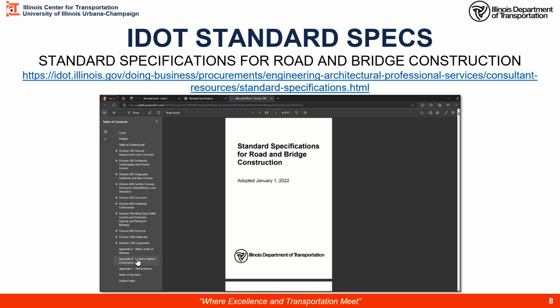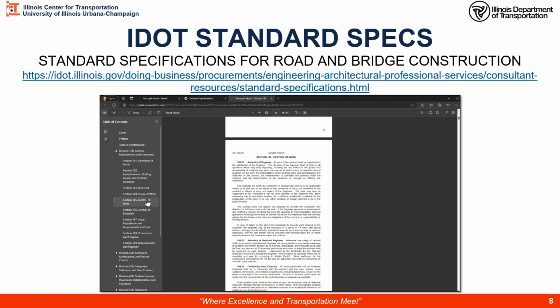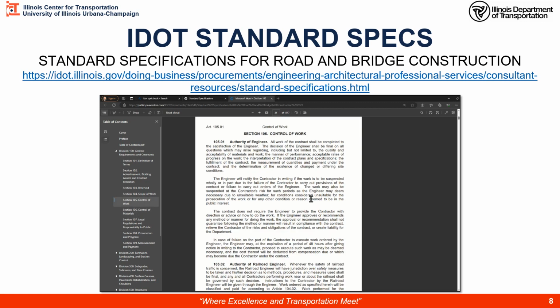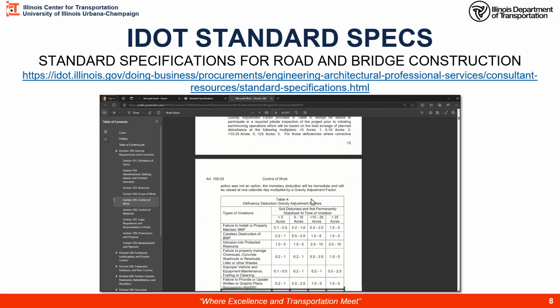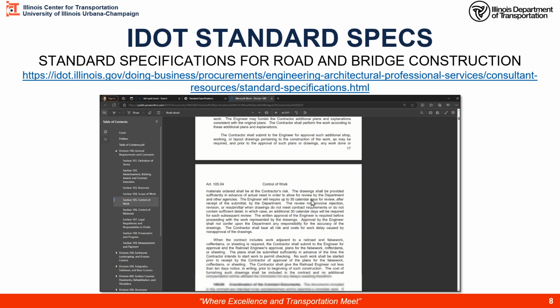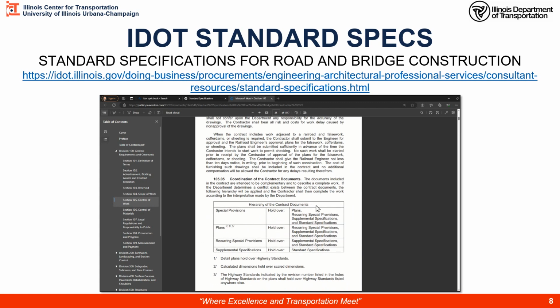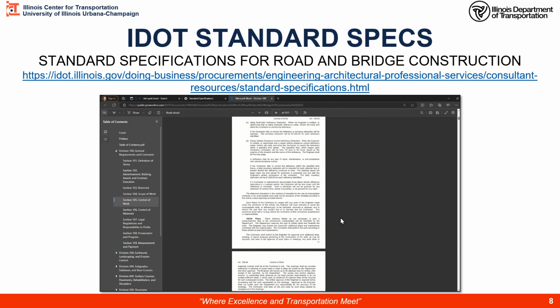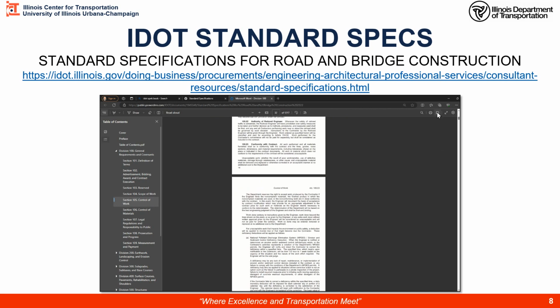You can flip between different sections of the spec. You can pop one open and look at, let's say, the control of work. I'll zoom in a little bit. You can see right here we've got everything we need. And right down here, a little bit later, you'll learn about the hierarchy of the contract documents. Really easy. You can use your save button and save a copy to your computer.